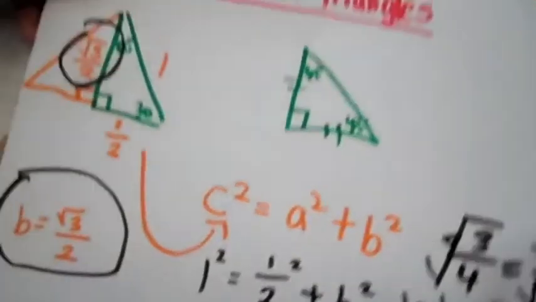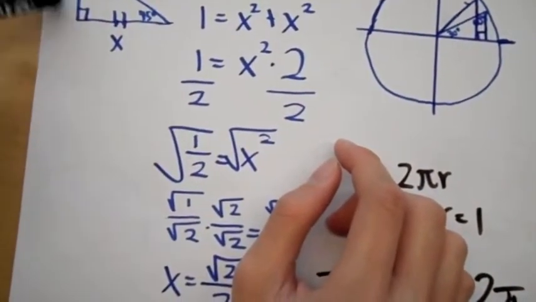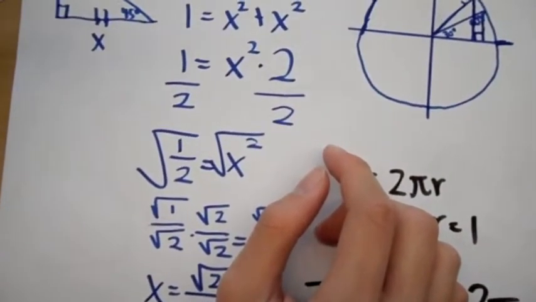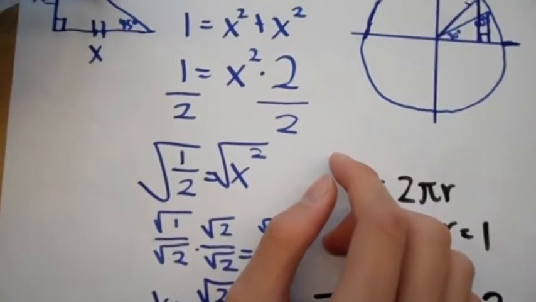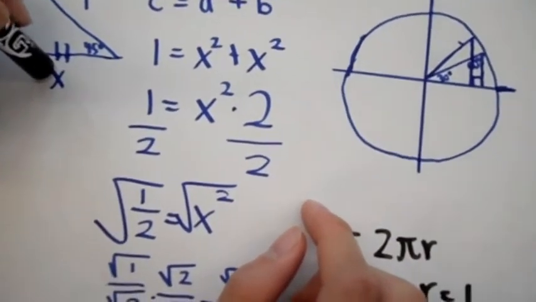Now for the 45, 45, 90, you have two sides that are equal and one side that's longer than the others. This is what you call an isosceles triangle.